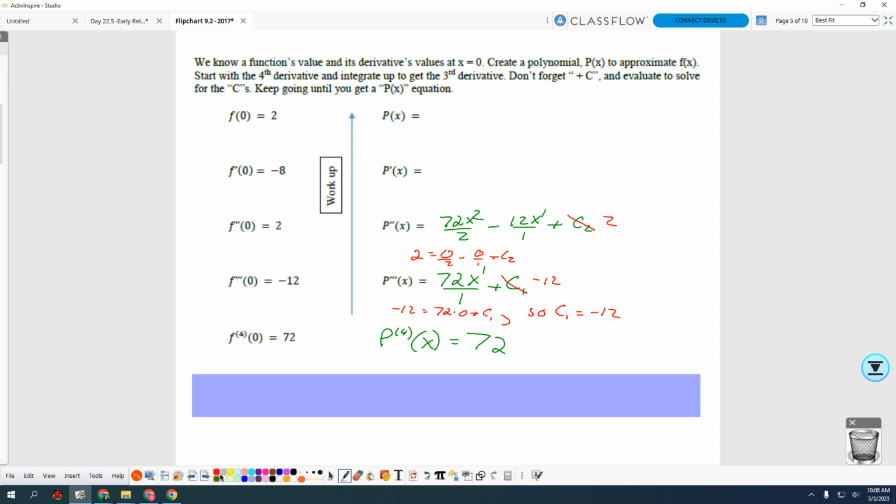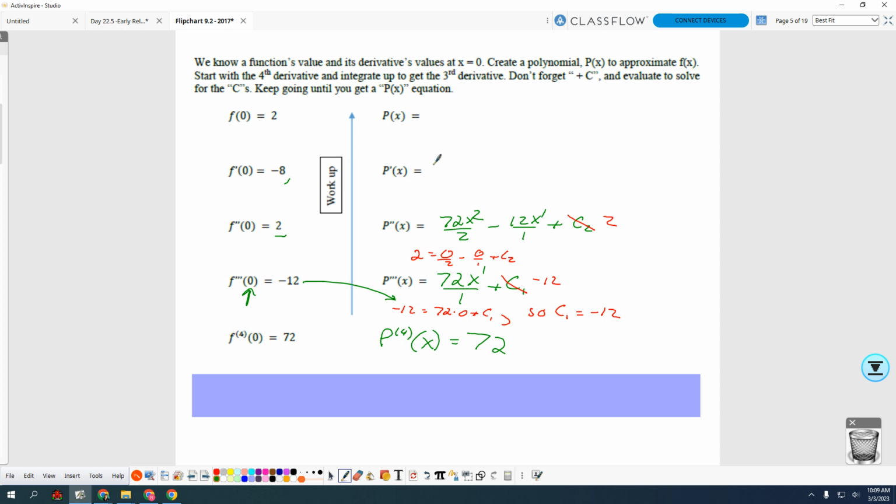So integrating 72 is 72x to the first divided by 1 plus c, plugging in 0 for x. Why? Because that's where it's centered. So negative 12 equals 72 times 0 plus that first c. That c value is negative 12. Strictly because I'm plugging in at 0, it explodes this one. So in each of these, this does end up being my c value.